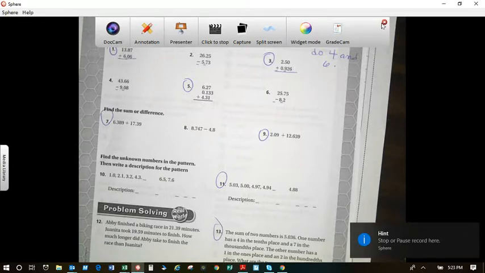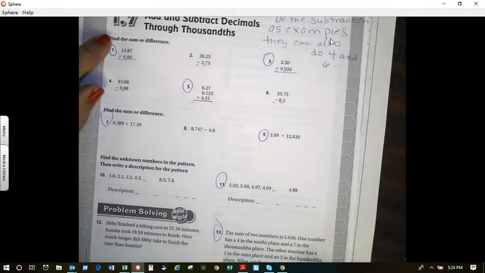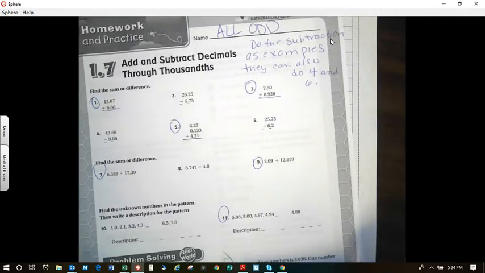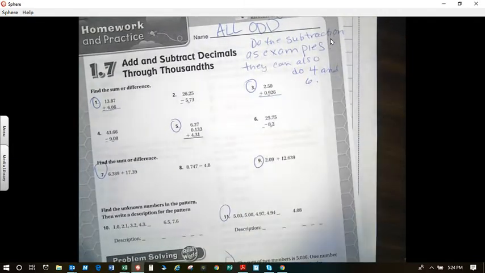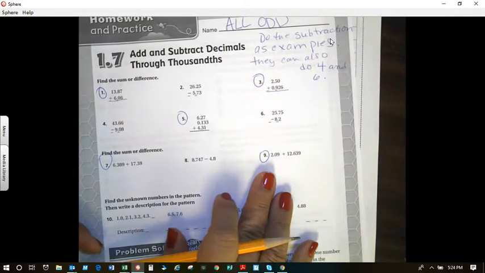Hey everyone, well today is Tuesday, September 10th, and tonight's homework is on 1.7, add and subtract decimals through the thousandths. So you were learning the estimating. Actually it was a reteach, so you didn't really have to learn something new, but it was something that you brought up from 4th grade. And so this is also going to be a review that you've had before on adding and subtracting decimals.